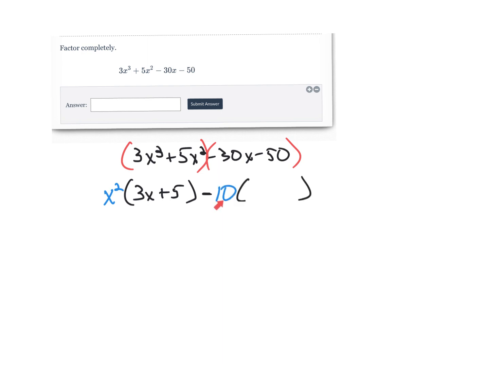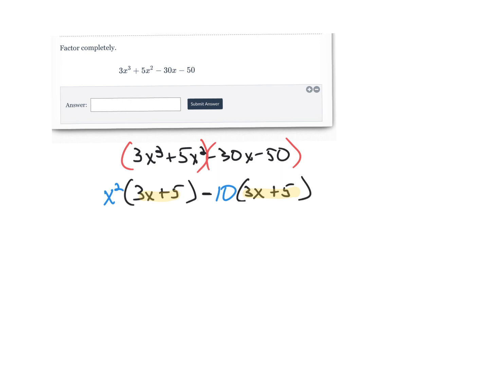Well, to get from negative 10 to negative 30x, we would have to multiply times 3x. And then to get from negative 10 to negative 50, we'd have to multiply times 5, so we put plus 5. And then what you should already notice here is that we have a 3x plus 5 and another 3x plus 5. So these are our common binomial.